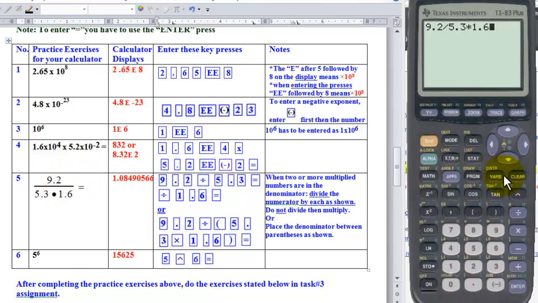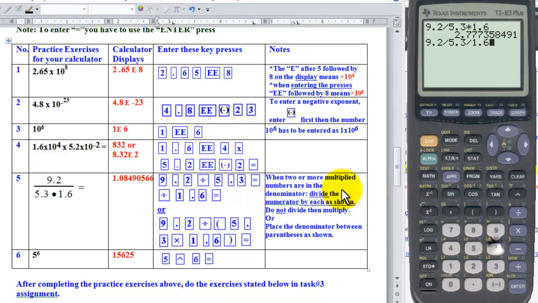So now if we press enter, you'll get the wrong answer. The answer is not 2.77. It's actually 1.08. So let's see how we can do it right. To do it right, you have two options. One option is to go 9.2 divided by 5.3, then divide by 1.6. Okay.